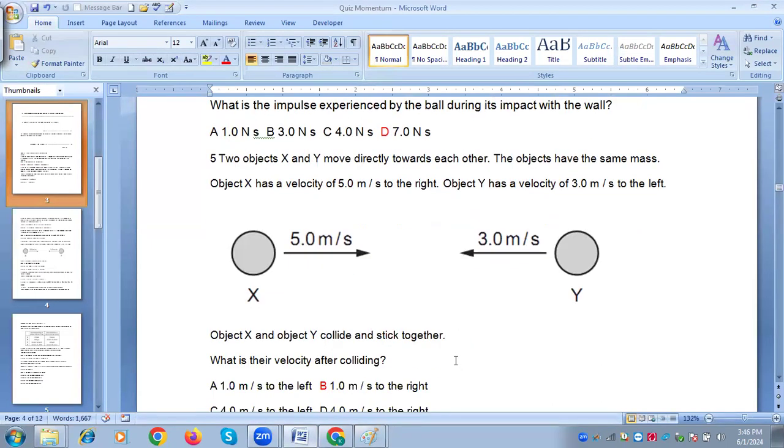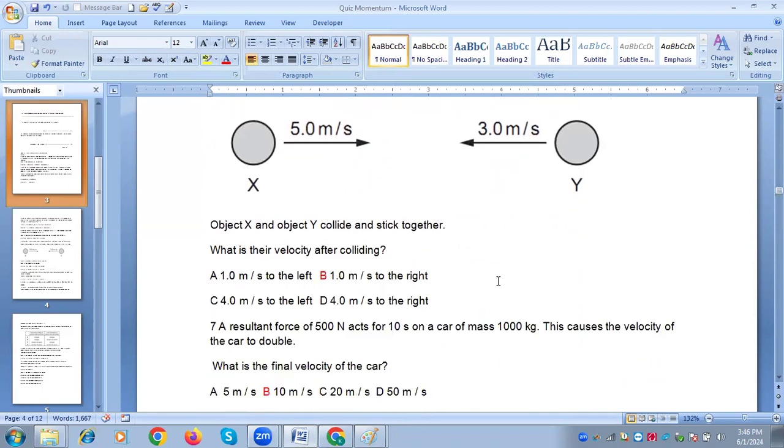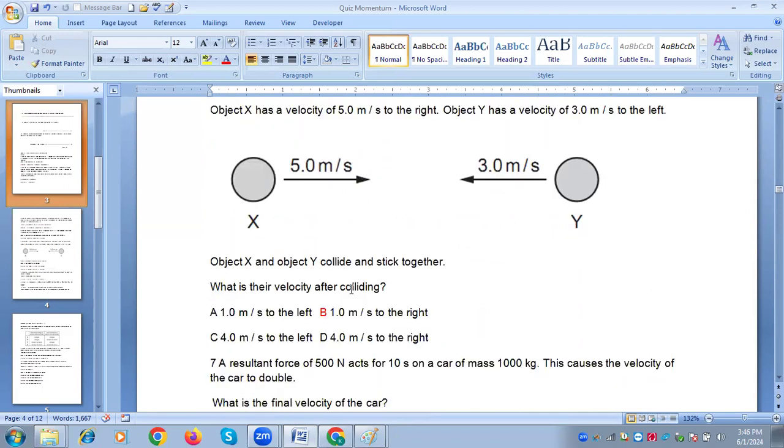Now question number 5. Two objects X and Y move directly towards each other. The objects have the same mass. Object X has a velocity of 0.5 meter per second towards right, and object Y is moving in the opposite direction, that is towards left, with a velocity of 3 meter per second. The objects X and Y stick together. What is their common velocity?